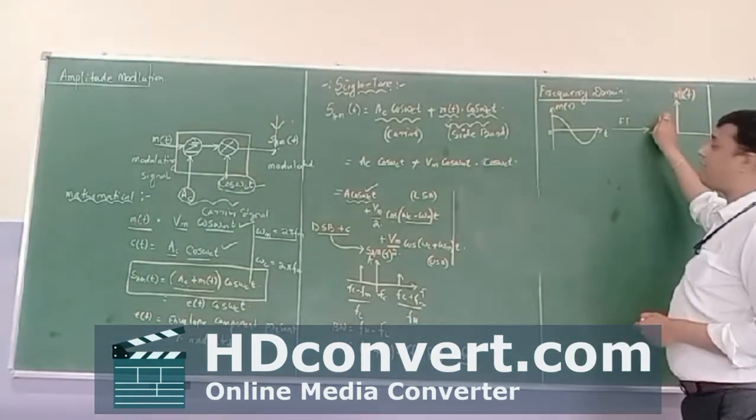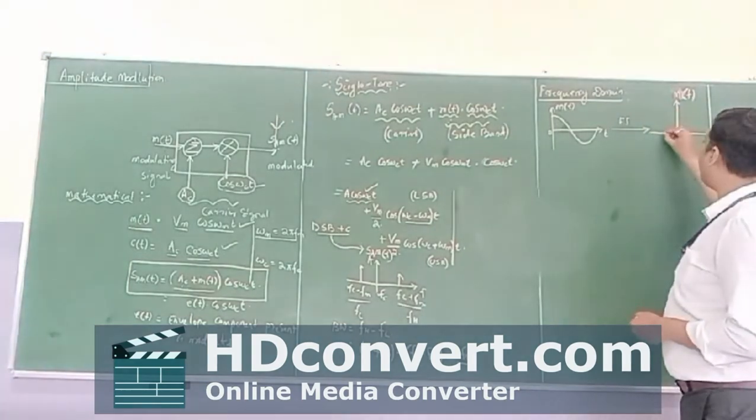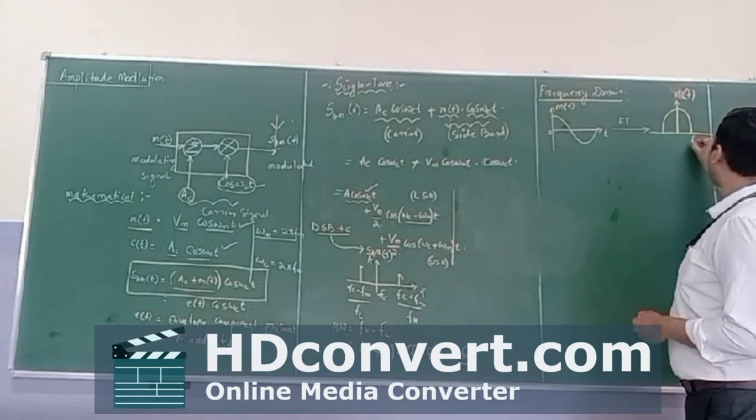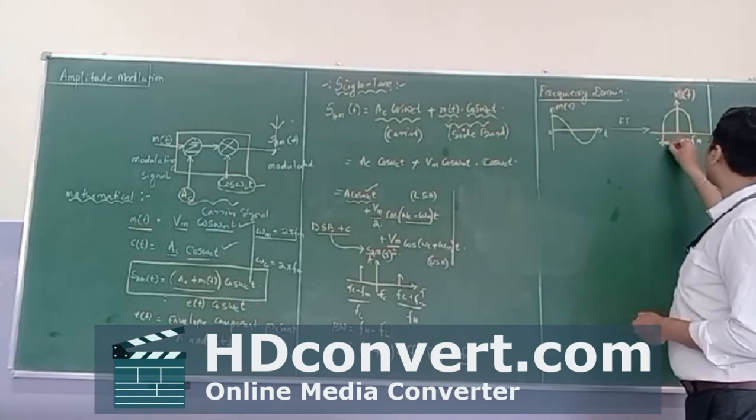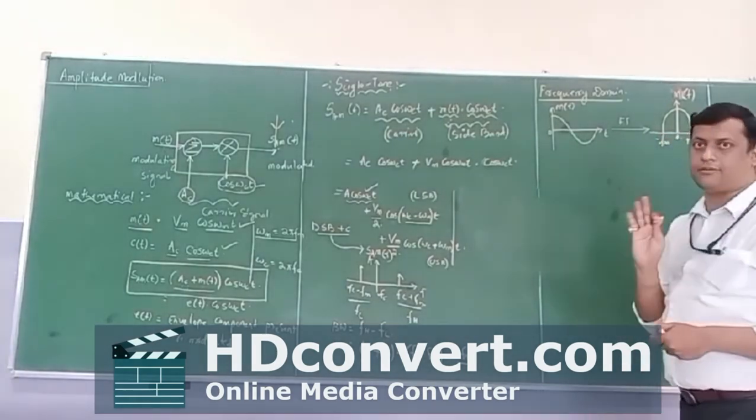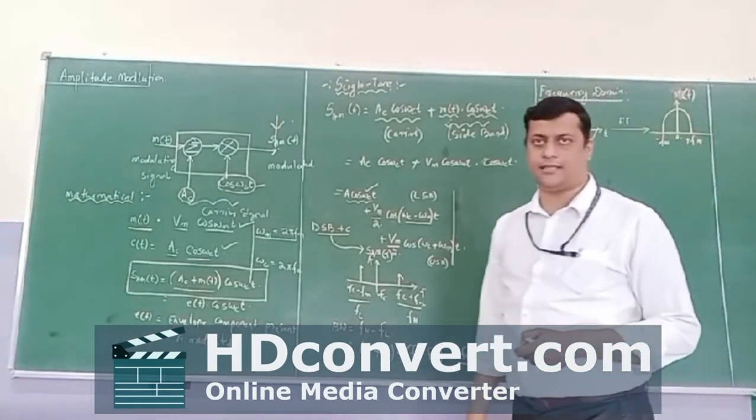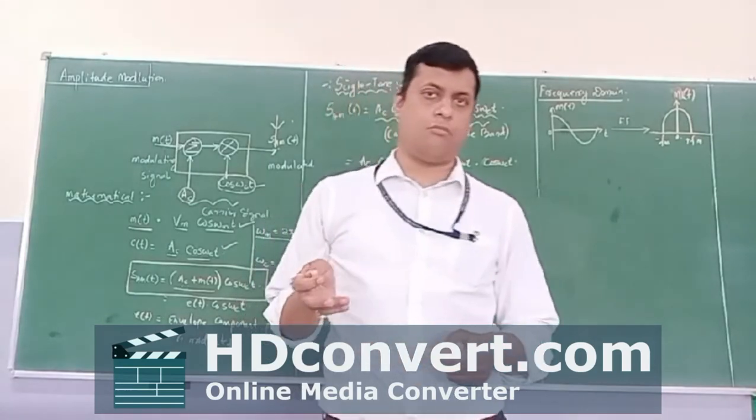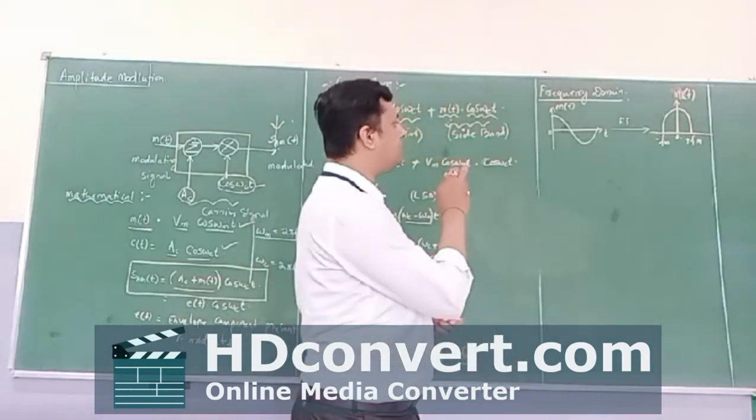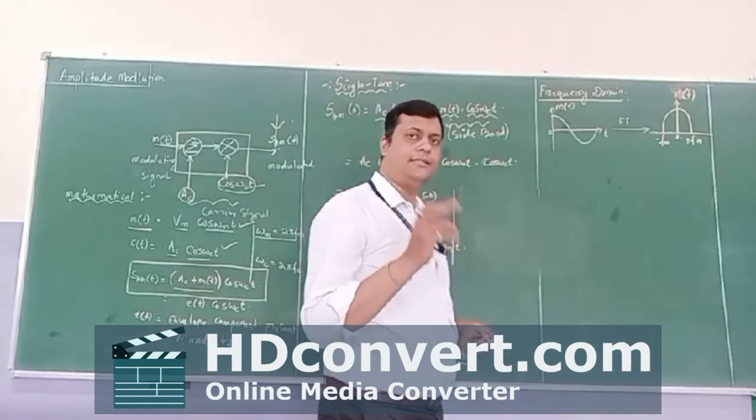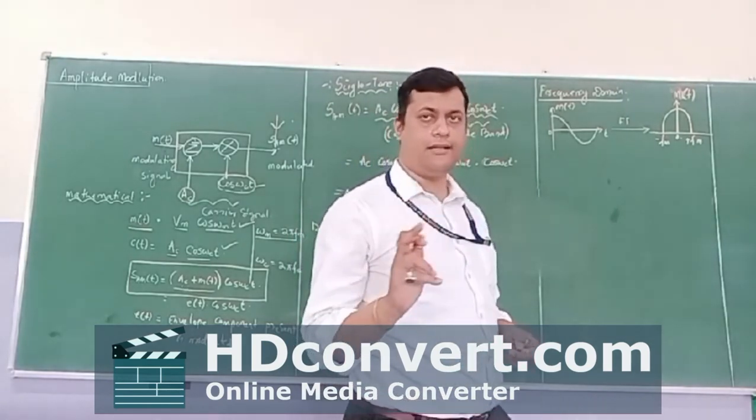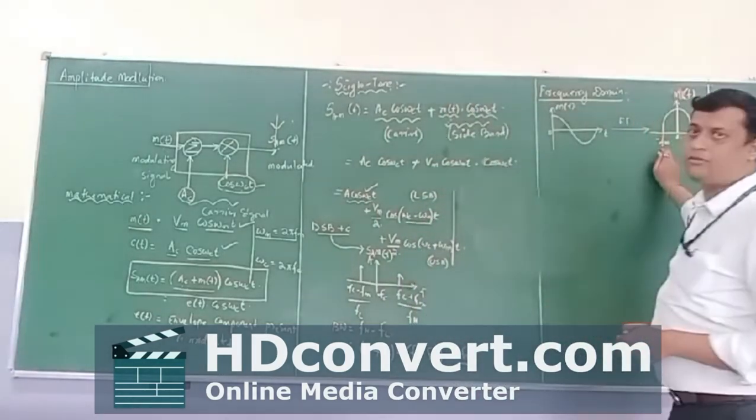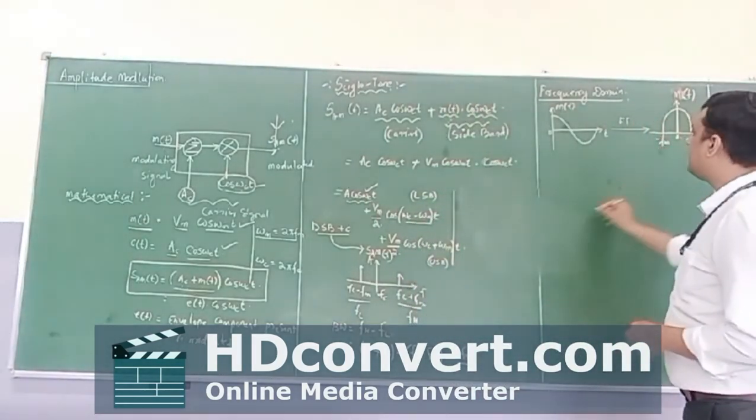This M of f has a spectrum bandwidth from minus fm to plus fm. This is the first consideration: the modulating signal frequency spectrum. Because this is a single tone, only one frequency is available, and that one frequency spans minus fm to plus fm.